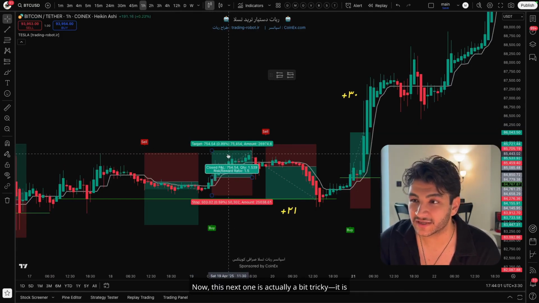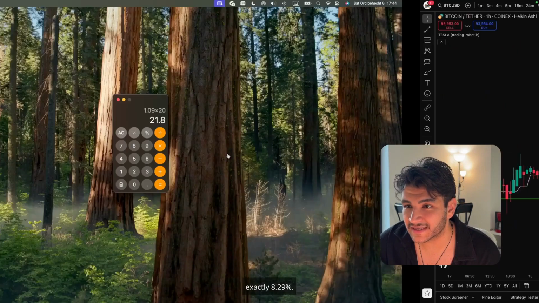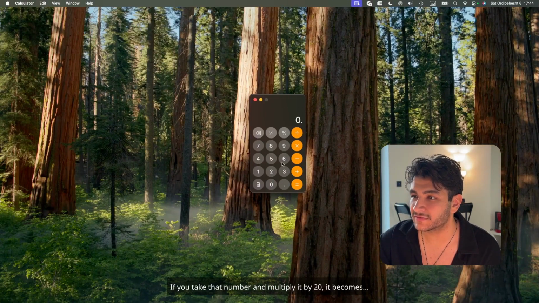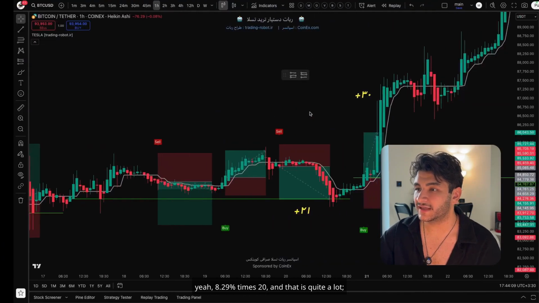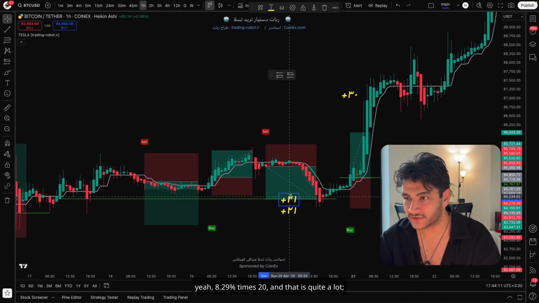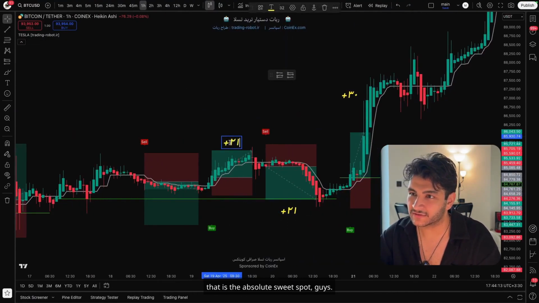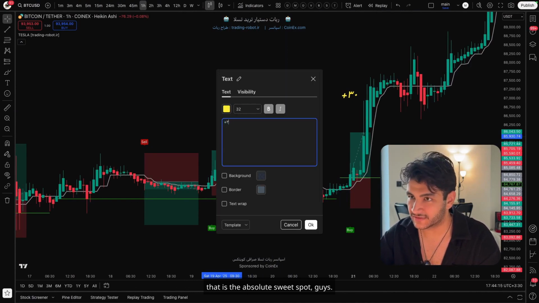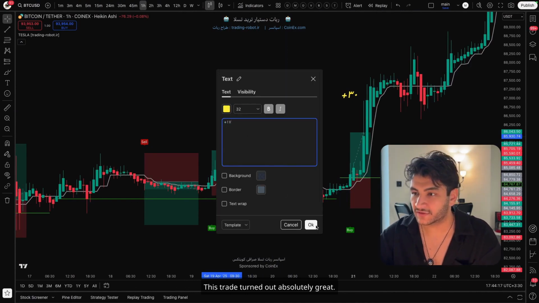Now this next one is actually a bit tricky. It is exactly 8.29%. If you take that number and multiply it by 20, it becomes 8.29% times 20. And that is quite a lot. That is the absolute sweet spot, guys. This trade turned out absolutely great.